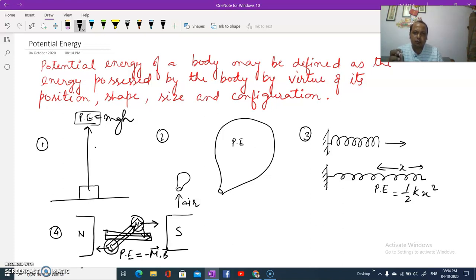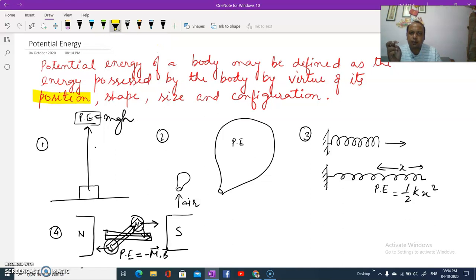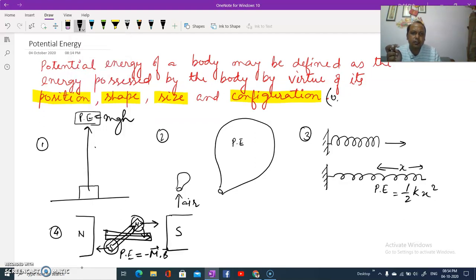Now see, we have discussed here the potential energy of a body, which may be defined as the energy possessed by the body by virtue of its position. Let me highlight it so that it becomes very clear to you. By virtue of its position, shape, size and configuration. It also represents orientation. Whenever these things change, because of some work done, it means that the body will possess potential energy.